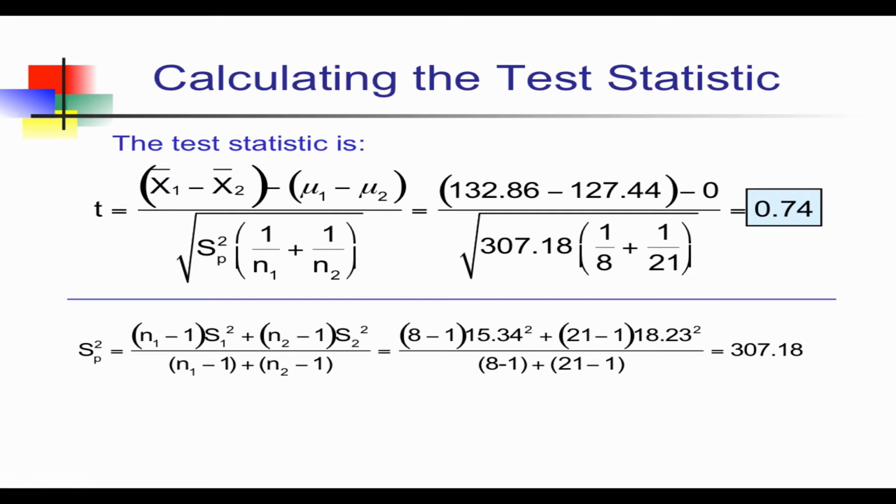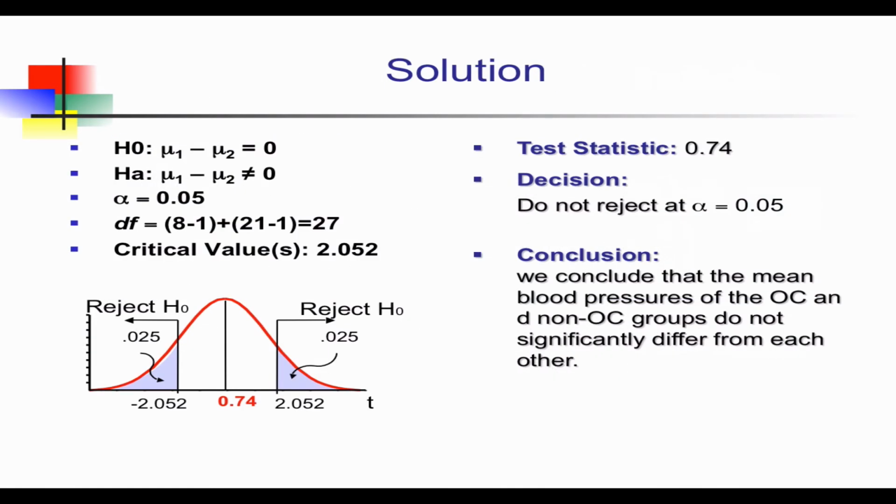Okay, so if you think about 0.74 in this distribution, it's right here in this region. So it's really a non-rejection region. In that case, your decision is you do not reject at alpha equals 0.05, and you conclude that the mean blood pressure of the OC user and non-OC user do not significantly differ from each other.